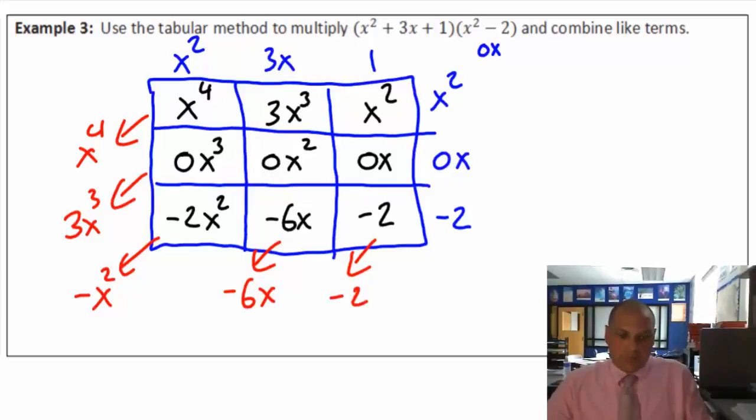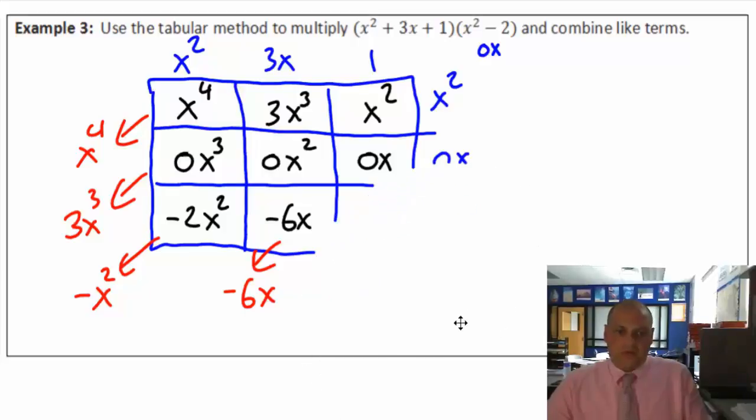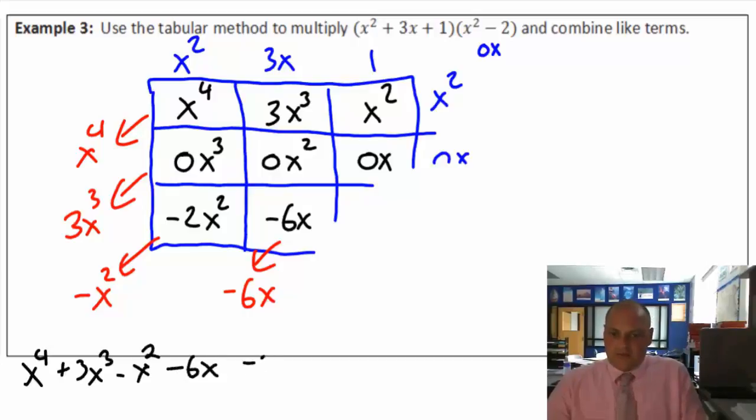So my product is going to be, I'm just going to write it down here, x to the fourth, oops, go off. Oh, of course that happened. I'm going to put it over here. x to the fourth plus 3x to the third minus x squared minus 6x. What was it? Minus 2? Whatever that was. Yeah, minus 2.